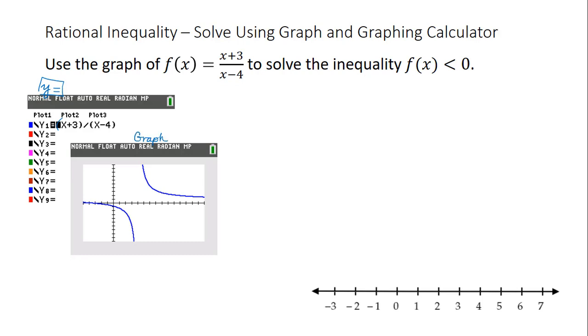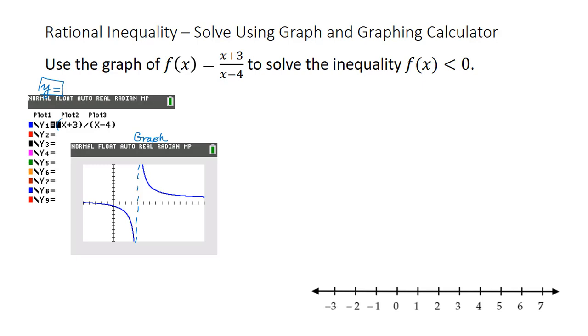Now when we graph, recall that there are properties of rational functions. That is, we know they have vertical and horizontal asymptotes. The vertical asymptote occurs where the function is undefined, which is at 4. So at 4, there is an imaginary vertical line going down this graph. And we know that the function will never cross that particular vertical line.